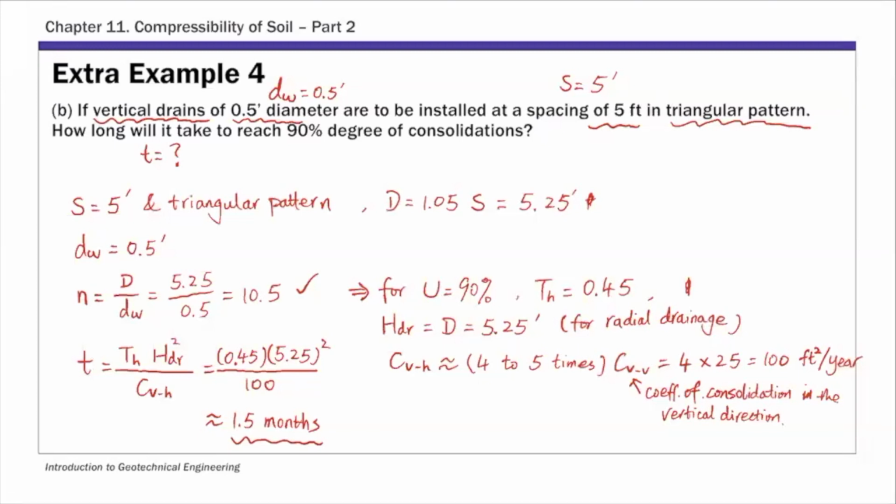So this means after you put that surcharge on top, it's going to take about 1.5 months for that clay layer to reach 90% degree of consolidation. So compare this with part A, which is about 85 years. So by providing this horizontal drainage path, by installing these vertical drains, you actually substantially accelerate the consolidation process.